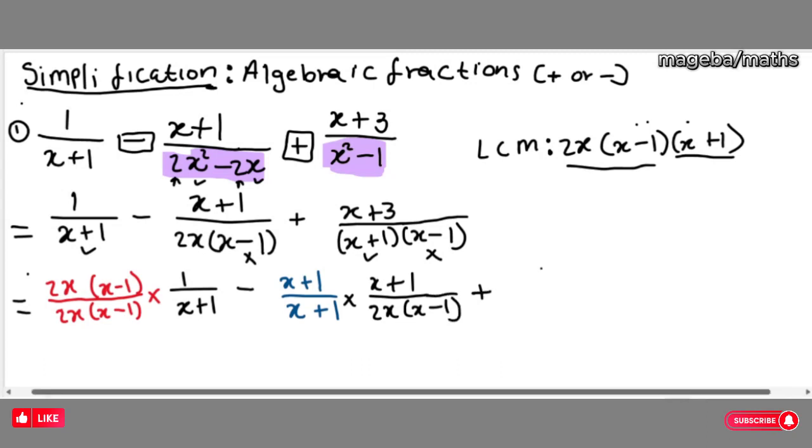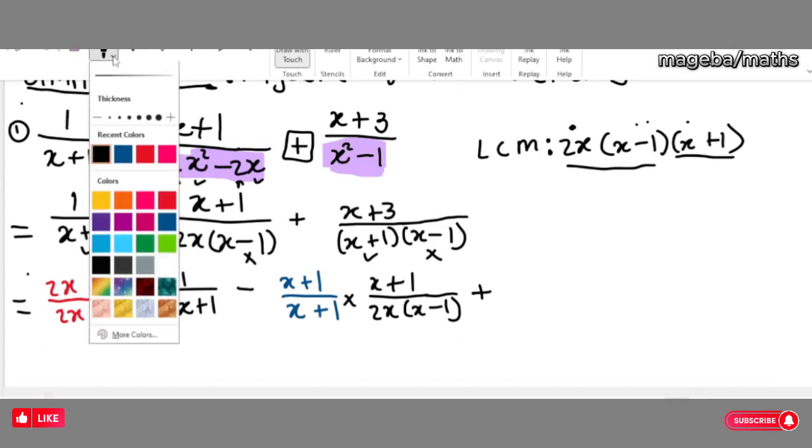Now this fraction here, it has x plus 1 in the numerator and the denominator is x minus 1. The something that we don't have here is just this 2x. So I'm going to times this 2x on the numerator and also on the denominator. Okay, let's go there.